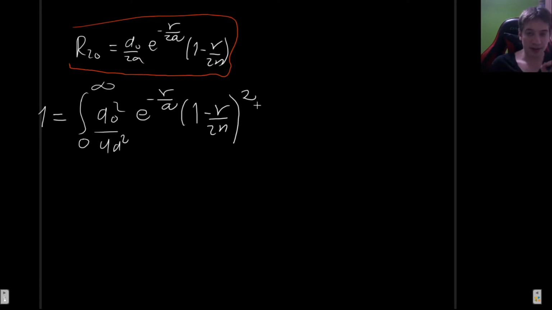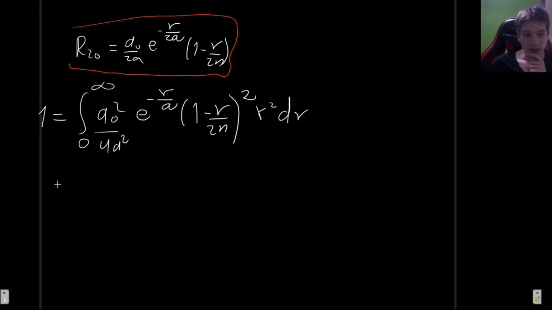And now comes something extremely important. As I said in the previous video, do not forget the r squared, because we are integrating in spherical coordinates. And this is just part of the integral. Remember, in the previous video, we did the whole thing. This thing is also multiplied by the integral over the angular part, and that is where there's this sine part that is missing. So this r squared is just because we're integrating over spherical coordinates.